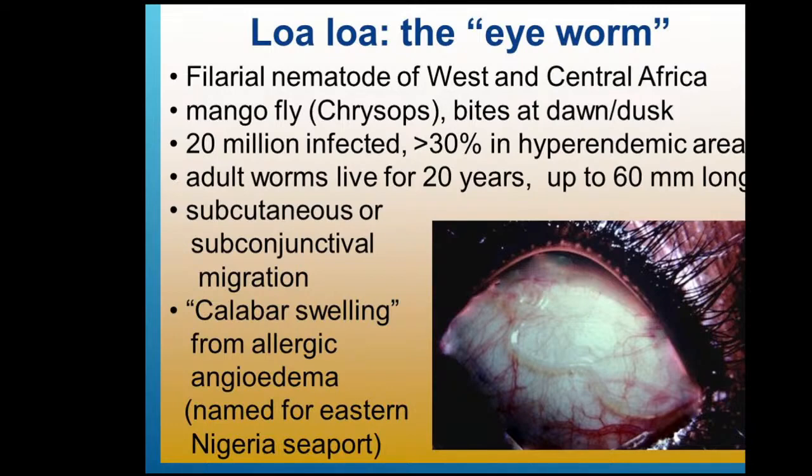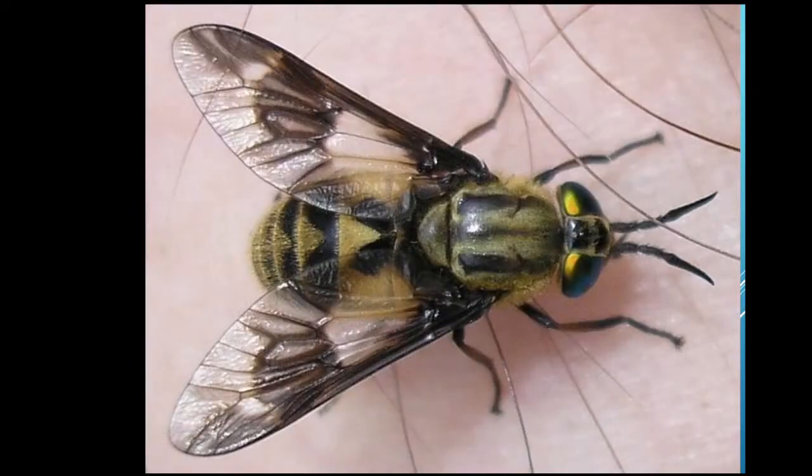The geographical distribution of Loa loa is some parts of Africa. The distribution is limited by the geographical distribution of the mango fly. So this is a Chrysops fly. This is the specific vector for Loa loa. Loa loa is the causative agent of loiasis.